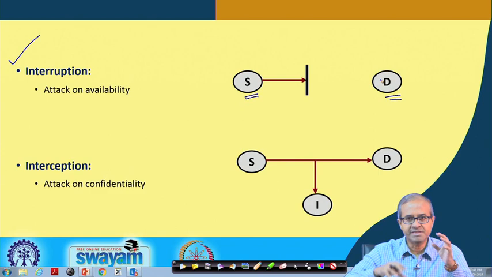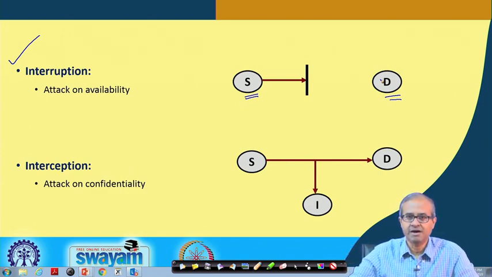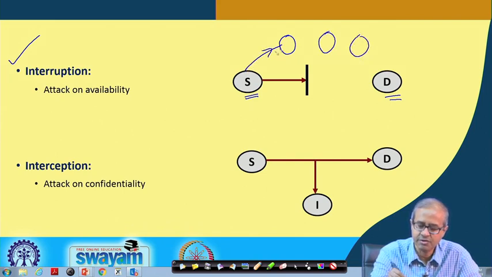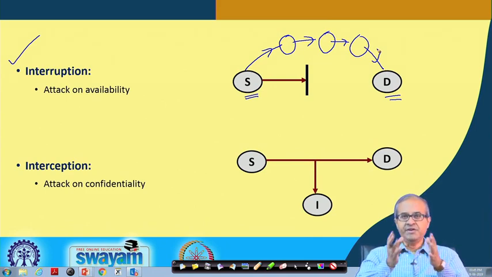There will be several routers through which the message packets are normally flowing. You may assume that there are multiple routers on the way. The message that the source was sending was flowing through a number of routers, and finally it was reaching the destination. Now, imagine an intruder has hacked a router.